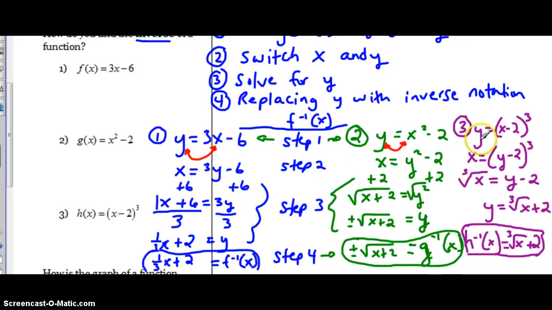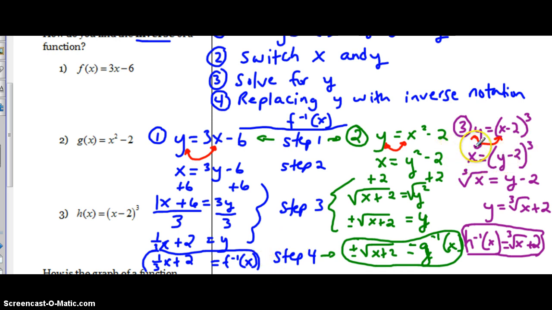Okay, for number 3, your first step was changing h of x to y. So you have y equals x minus 2 cubed. Then you're going to switch x and y. So it became x equals y minus 2 cubed. And remember, everything else stays the same, only x and y switch.